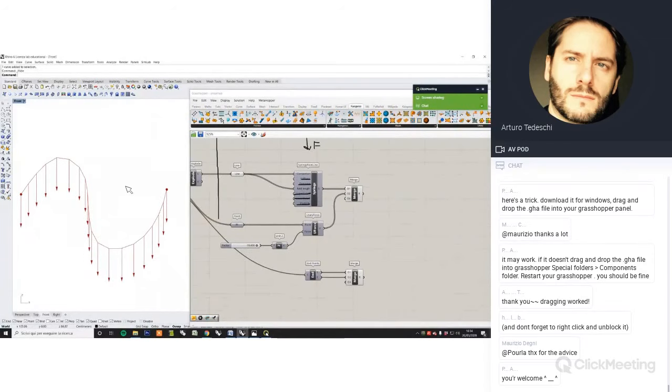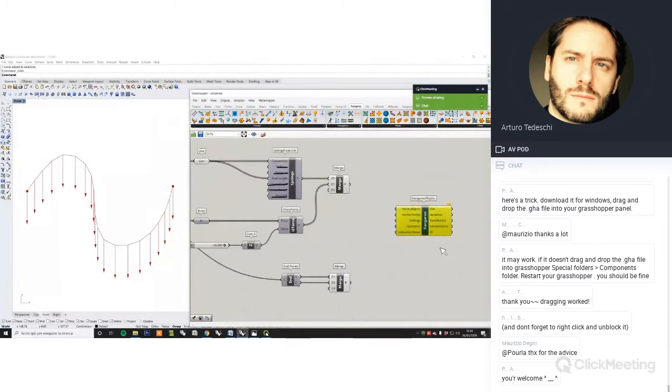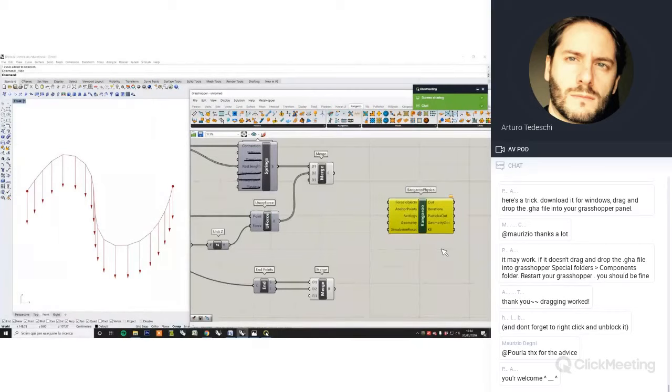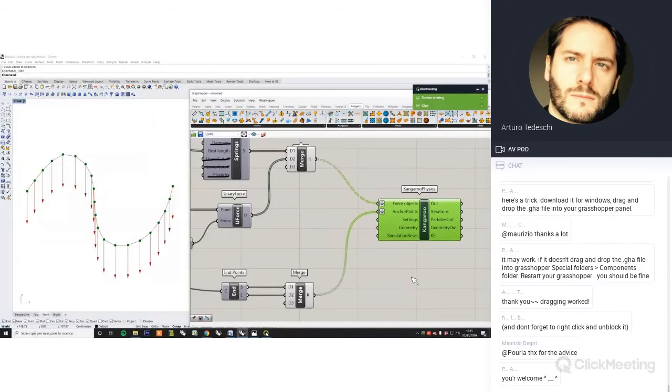Okay. Now we need to solve the particle spring system. So if you go in Kangaroo and Kangaroo again, here you can find Kangaroo physics. This is our main engine. Once you put Kangaroo physics on the canvas, the first thing to do is right clicking force objects, and we need to set flatten here, anchor points flatten. This is a good habit. And finally, we're going to collect this one here and this one here. So it's important that information like data flows arrive here in a flattened mode. So that's why every time you put a Kangaroo component on the canvas, it's a good habit to flatten this one and this one.